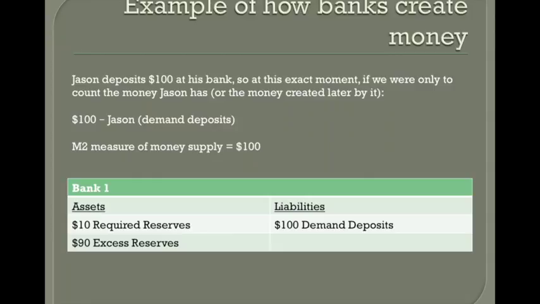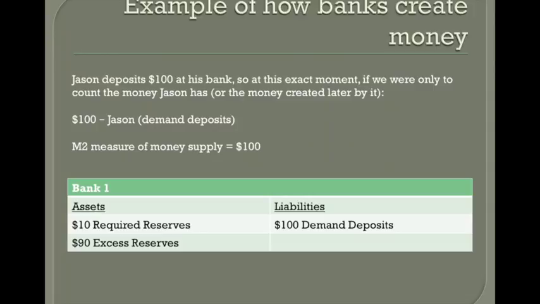So at that moment when he deposits at his bank, if we were to count the money supply only consisting of whatever money comes from that $100, we would say we had $100 in our money supply. Now, if you look at the T account down below, you can see how it would be listed out. So when he deposits that money, there's $100 in demand deposits. That's a liability. There's $10 in required reserves because our required reserve ratio is 10%.